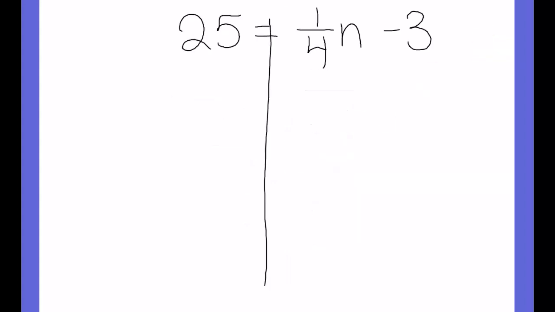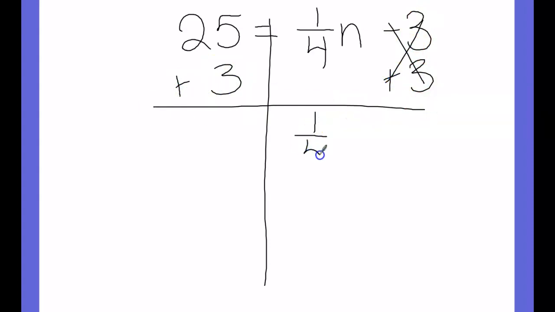So what do you want to do first to get n by itself? Adriana? Okay, so let's add 3 to both sides to make a 0 pair. When I add 3 to both sides, on this side I'm left with 1/4 times n, and on this side I have what? 28. What operation are these two? Multiplication, so what's the opposite? So I'm going to divide by what? 1/4. What's the saying when you divide by a fraction? Keep change flip. Which one do I keep?